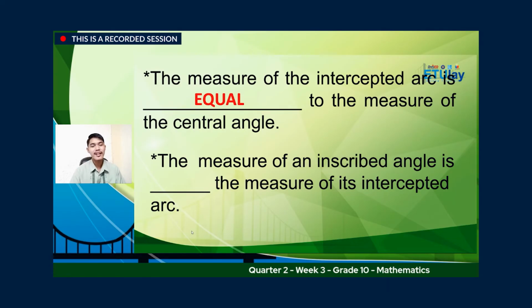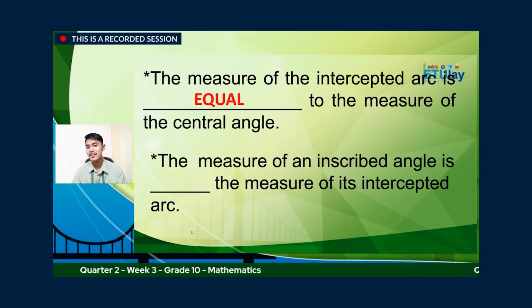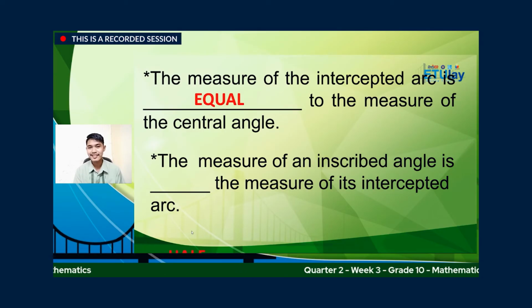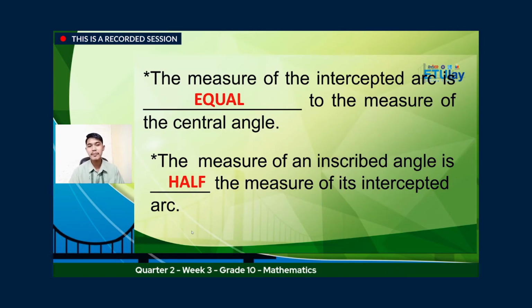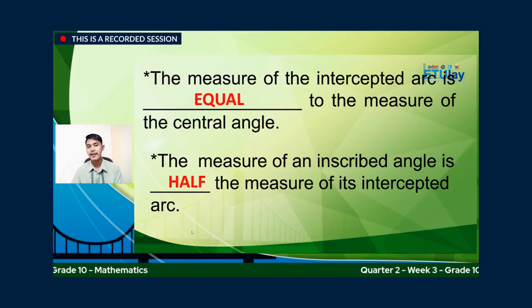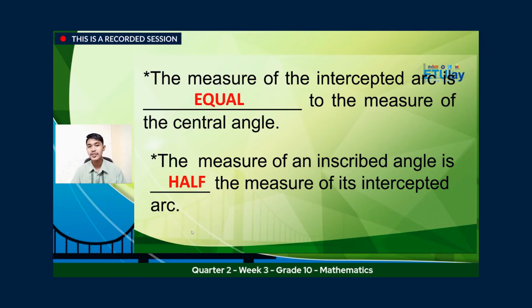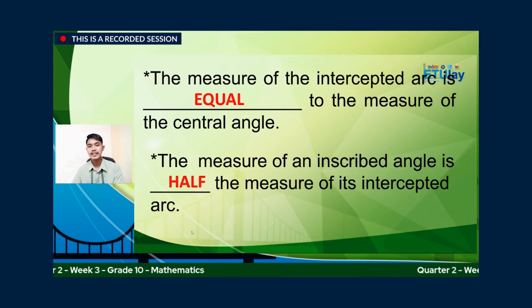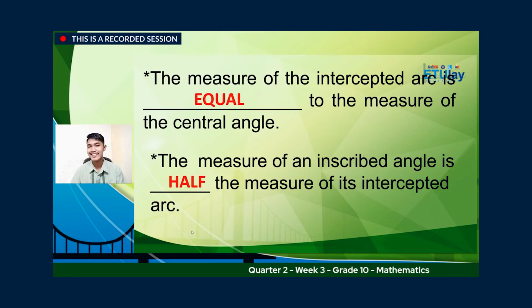For the second one, the measure of an inscribed angle is blank the measure of its intercepted arc. So, what do you think? Athletes, the answer is half. So, the inscribed angle is half the measure of its intercepted arc. Say for instance, the inscribed angle measures 20 degrees, then its intercepted arc measures 40 degrees. Or if the intercepted arc measures 100 degrees, kalahati nun is the inscribed angle, which is 50 degrees.